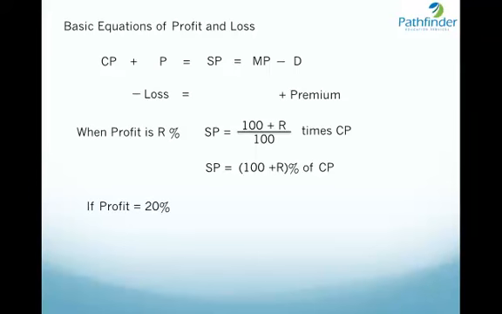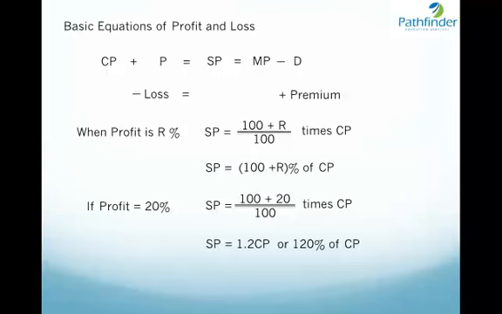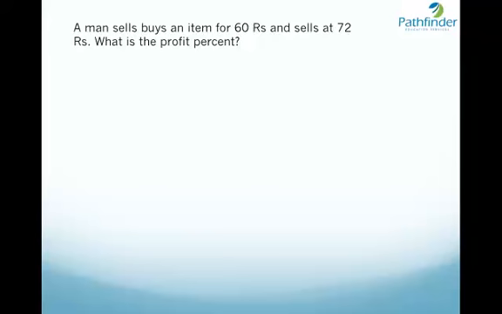For example, if profit is 20%, then selling price is equal to 100 plus 20 upon 100 times the cost price, which is also equal to 1.2 CP or 120% of CP. So when profit is 20%, selling price is 1.2 CP or 120% of CP. If the profit were 30%, selling price would be 1.3 CP or 130% of CP, and so on. Again, before you proceed any further, you should ensure that you internalize this particular relation between selling price and cost price. Let us solve one simple question.